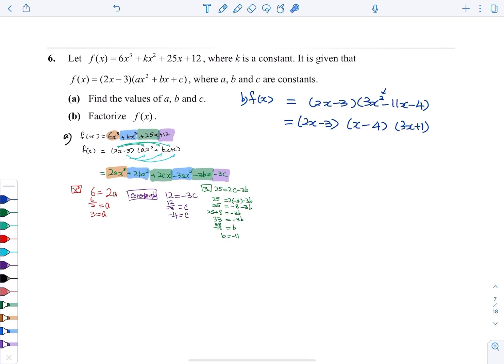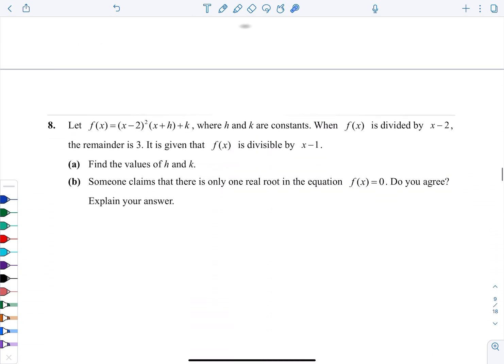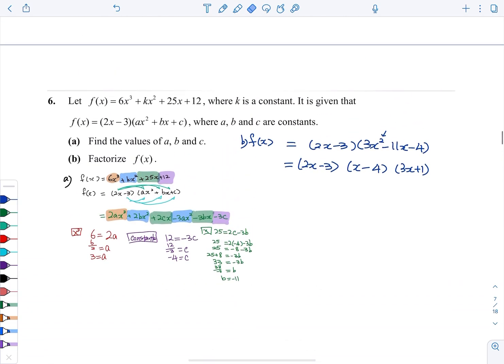You don't have to find the value of x this time, because the question did not give you f(x) equals 0. For example, this one, f(x) equals 0, then you find the values of x, or you see the wordings like roots or answers or solutions, then you find out x. But here no need, because you just need to factorize it. In the end, you just need brackets. So that's the end of your question.